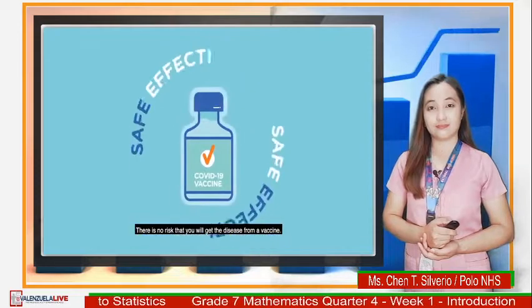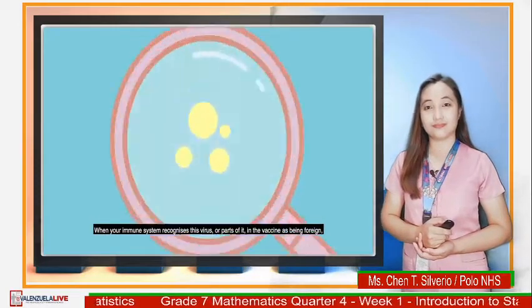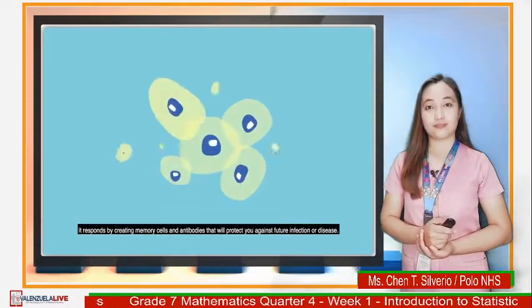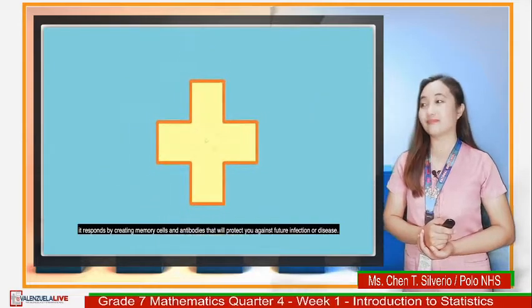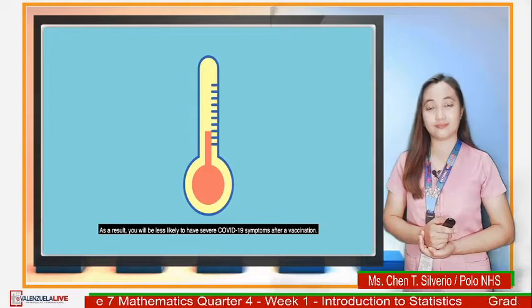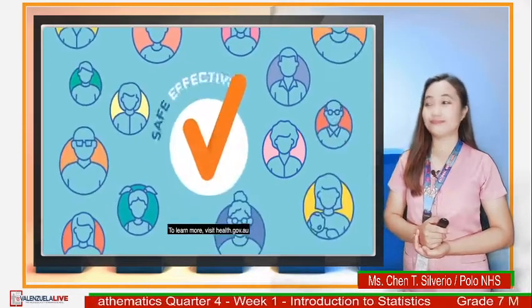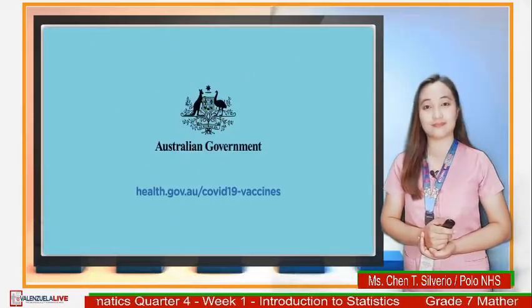There is no risk that you will get the disease from a vaccine. When your immune system recognises this virus or parts of it in the vaccine as being foreign, it responds by creating memory cells and antibodies that will protect you against future infection or disease. As a result, you'll be less likely to have severe COVID-19 symptoms after a vaccination. To learn more, visit health.gov.au.